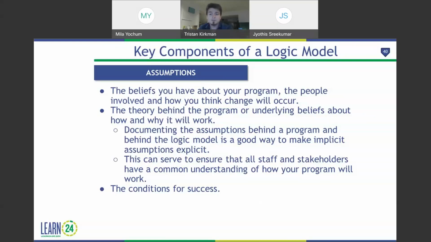This can serve to ensure that all staff and stakeholders have a common understanding of how your program will actually work. And this also includes the conditions necessary for your program to work. So assumptions that your program might make, say, that hypothetical nutrition program, could be: if people have knowledge of healthier food choices and how to prepare those foods, then they will make healthier food choices. That's one of the basic assumptions of it. Or if the program is able to bring healthy food options to food deserts and provide nutrition stipends, it will lead to greater food security for the community. That's a basic assumption behind the program.